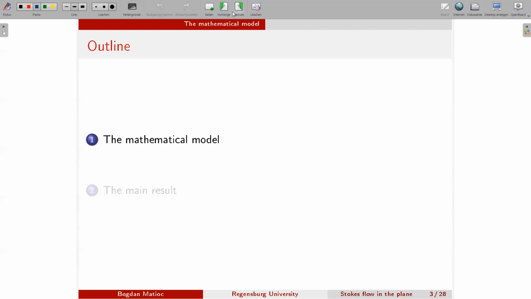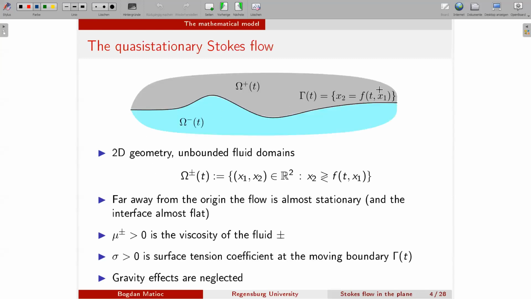So let's start with the beginning, the mathematical problem. We are in the plane in R2, and the entire plane is filled with two fluids. We have one fluid which is located in omega minus of t, and another fluid on top, omega plus of t. Both these domains are unbounded, and they are separated by a sharp interface, gamma t, which is a graph of a function f, which depends on time, t, and the horizontal variable x1.